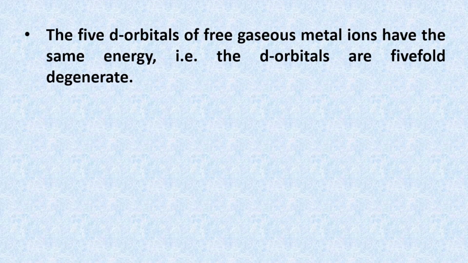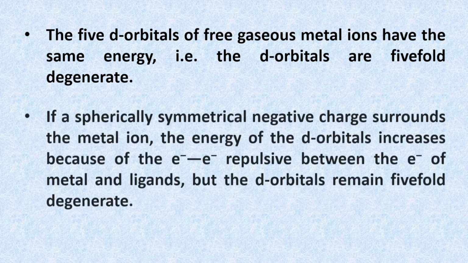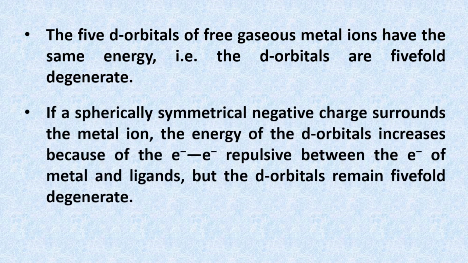The 5 d orbitals, which are dxy, dxz, dyz, dz square and dx square minus y square of a free gaseous metal ion, have the same energy. They are said to be 5-fold degenerate. If a cloud of a spherically symmetrical negative charge surrounds the metal ion, the energy of the d orbitals increases. This is because of the electron-electron repulsion between the electrons of the metal and the ligand, but the d orbitals still remain 5-fold degenerate.